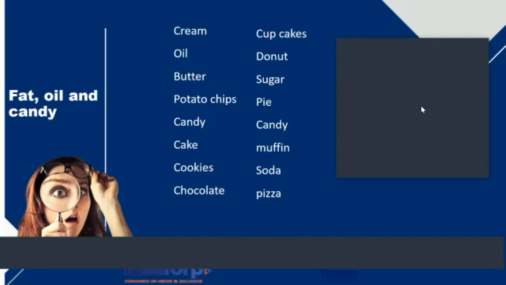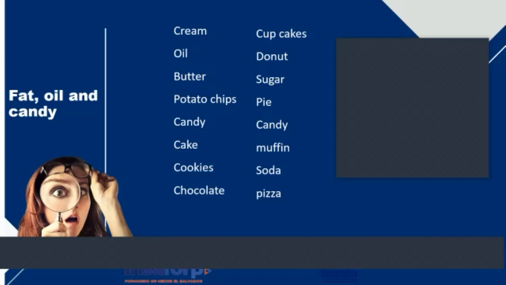Thank you. Let's go with Beatriz Molina. I don't like butter. I don't like butter. Okay, no le gusta la mantequilla. And René, which of these food you don't like? And you say, I don't like chocolate. Okay, I don't like chocolate.